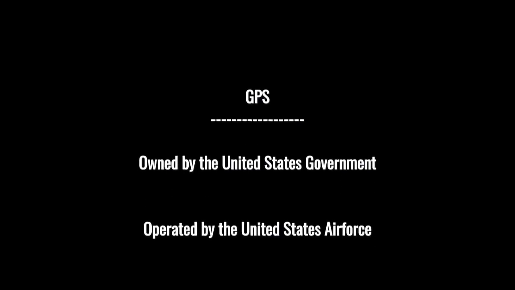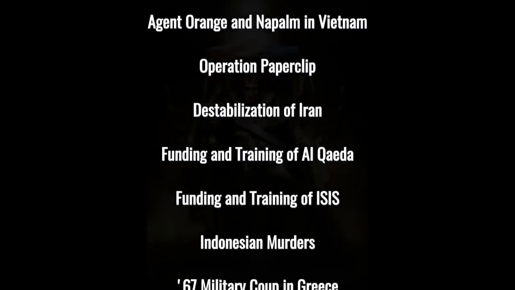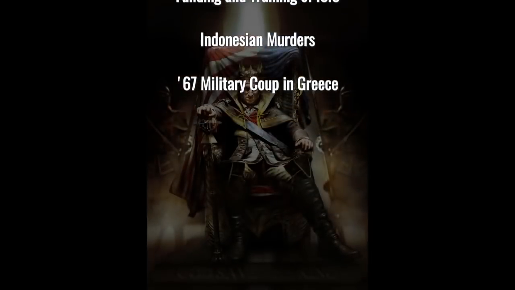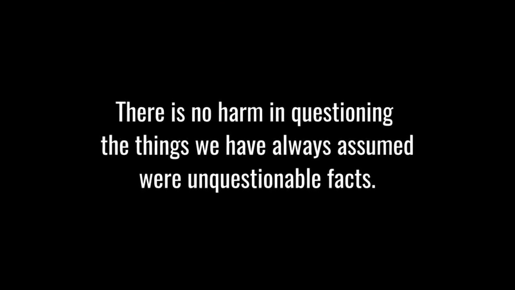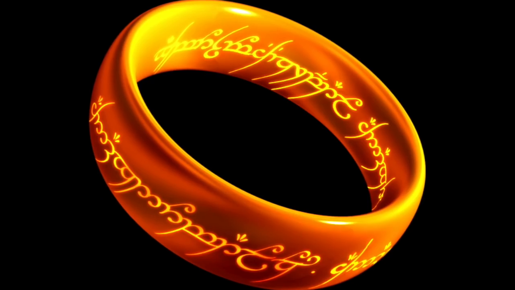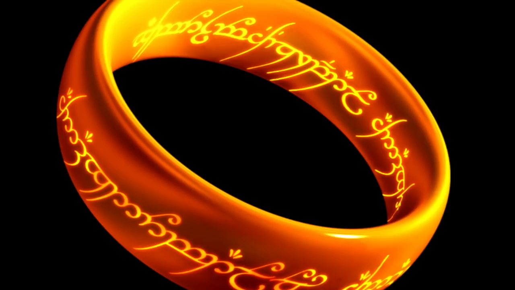Yep, really funny. Let's just trust GPS, everyone. I mean, pay no attention to the fact that it's owned by the U.S. government, operated by the U.S. Air Force. I mean, the U.S. government, we can trust them, right? Unless you may have heard of the Gulf of Tonkin, I don't know, the use of napalm and Agent Orange... What the f*** does any of that have to do with whether or not GPS actually works? GPS could have come from Sauron himself, and it wouldn't prevent it from working.